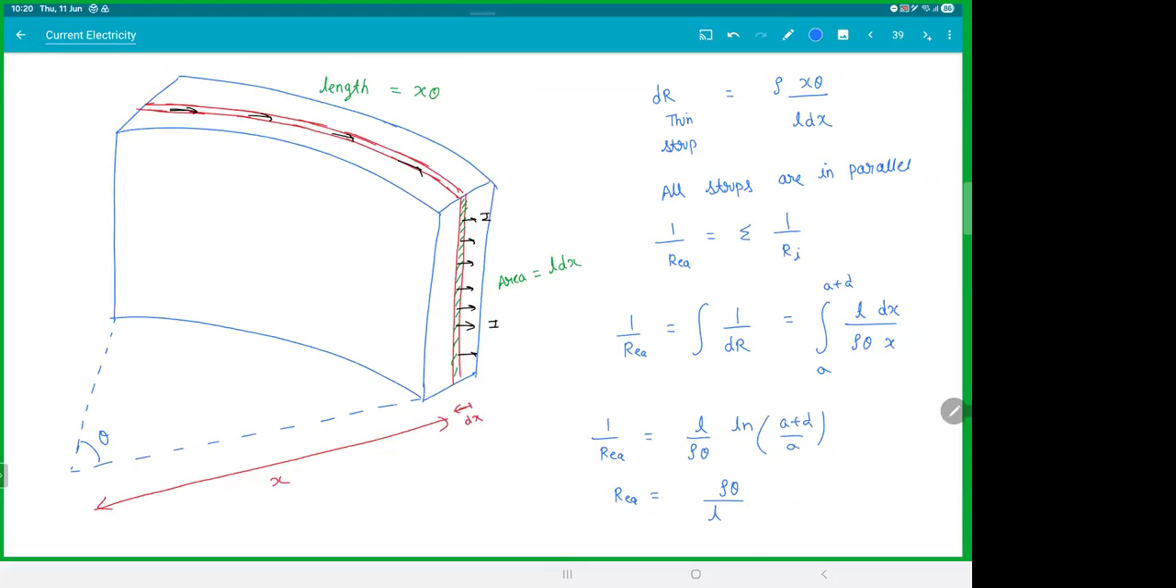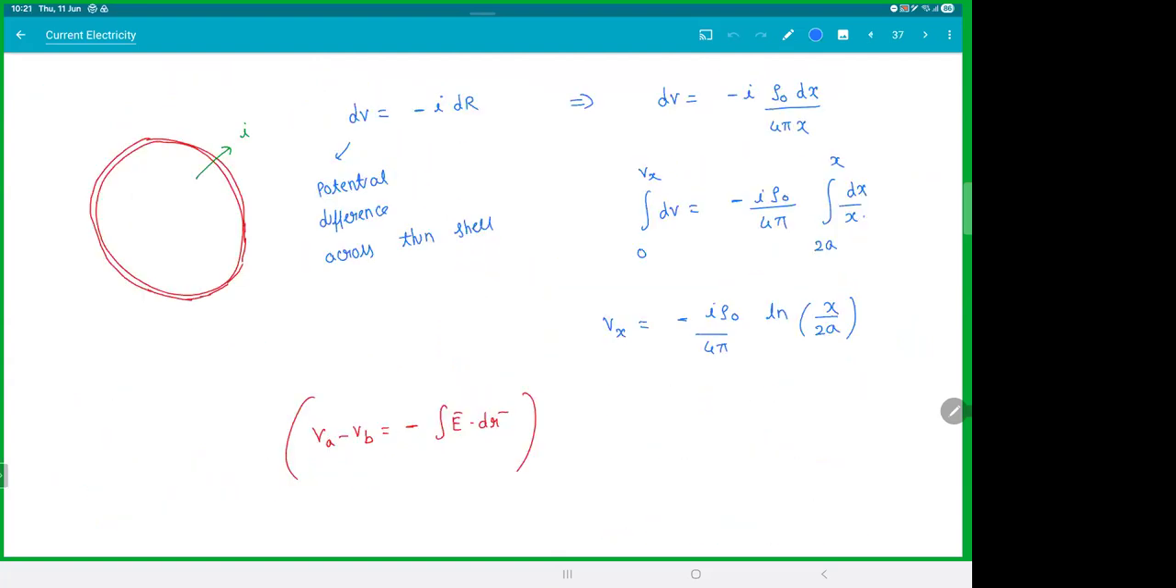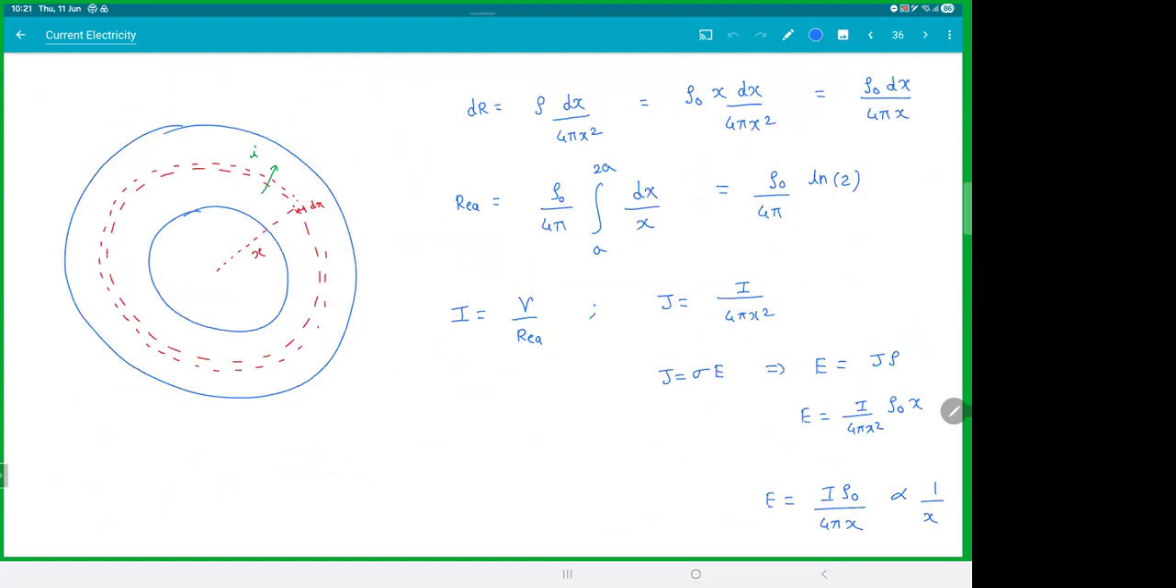The most important thing is figuring out that this would actually be all in parallel. You're not supposed to integrate dr. That's a mistake. Because they're in parallel, you're supposed to integrate 1 by dr. Then you can ask me, sir, previous question, why did we integrate dr? Because in the previous question, all the shells are in series. And in series, you can directly do integral dr.